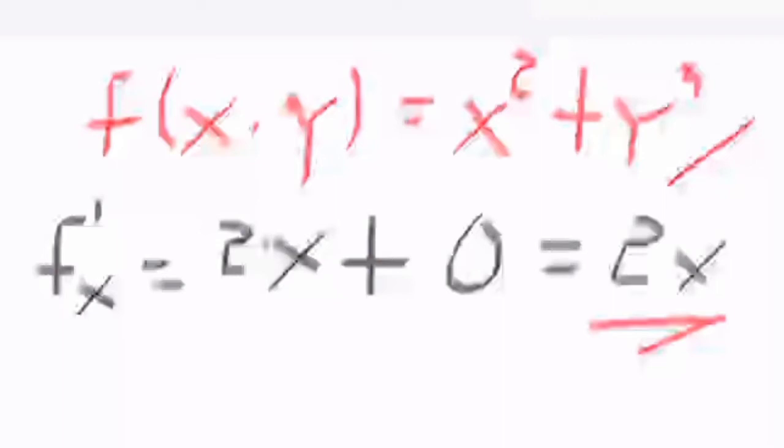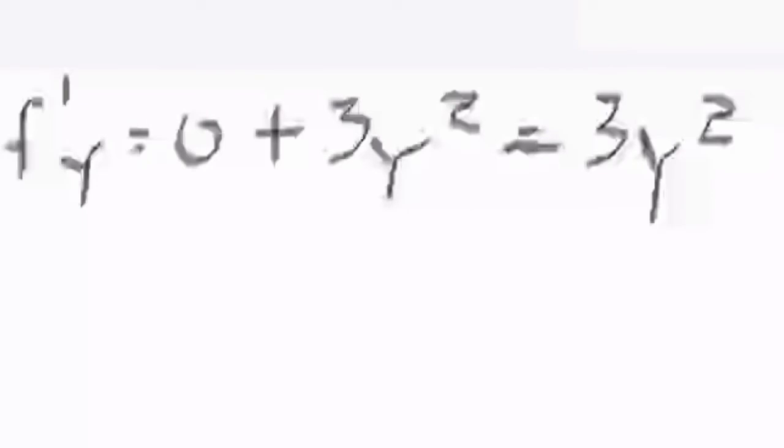Remember that, right? We treat y as a constant, so y cubed is also a constant, right? So imagine or think, if y is positive 7, then 7 cubed is equal to 343, since 7 times 7 times 7 is equal to 343. So it is also a constant, and the derivative of a constant is 0.